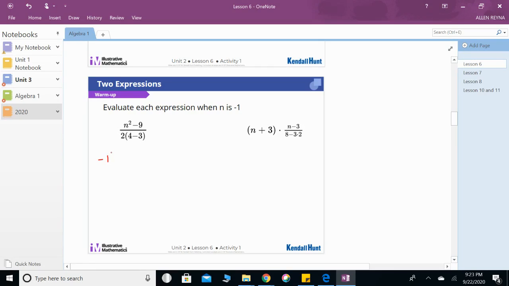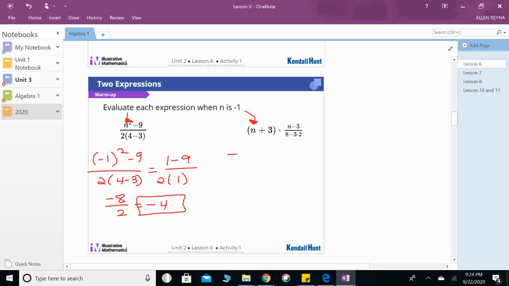Okay, now let's check your answer. We're substituting in -1. Okay, -1 times -1 is 1. Then we get 2 times 1. 1 minus 9 is -8. Divided by 2 is -4. -1 plus 3.